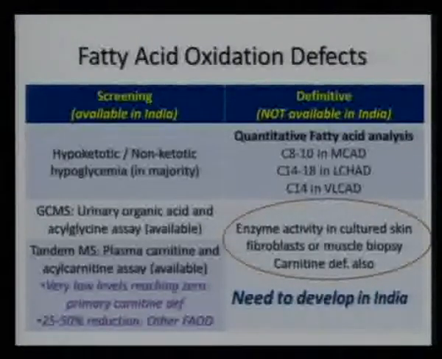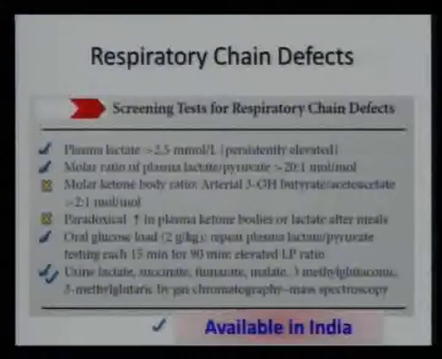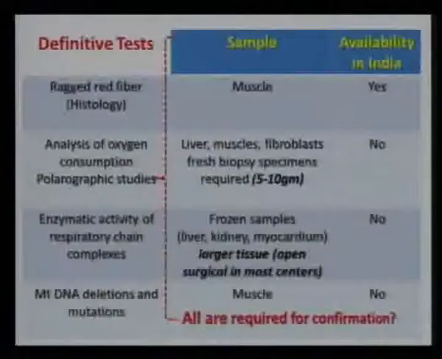These are only the screening tests. Definitive tests are the enzyme activity assays for fatty acid oxidation defects. Respiratory chain defects, as I mentioned yesterday, plasma lactate, and many other provocative tests, these can be easily done in this country at our own level. Definitive tests, there are multiple of them because this disorder is huge, and you need large samples. Most of the authors write it's very difficult to develop at an individual level unless their labs are very research oriented and have the acumen of doing all those things.